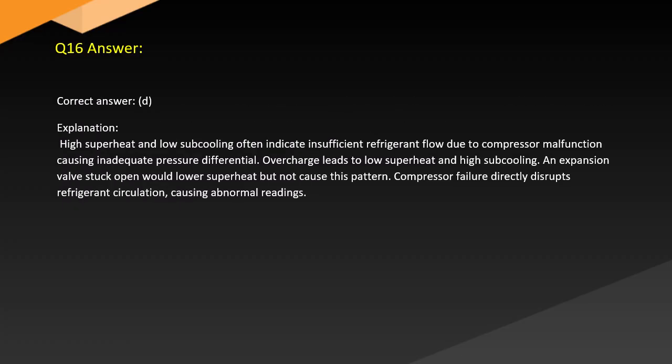Answer. Correct answer. D. Explanation. High superheat and low subcooling often indicate insufficient refrigerant flow due to compressor malfunction causing inadequate pressure differential. Overcharge leads to low superheat and high subcooling. An expansion valve stuck open would lower superheat but not cause this pattern. Compressor failure directly disrupts refrigerant circulation, causing abnormal readings.